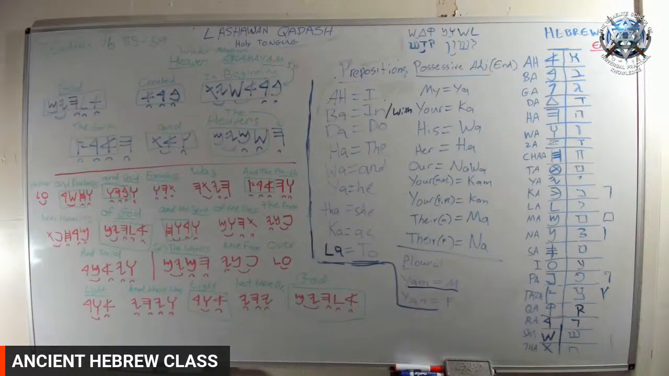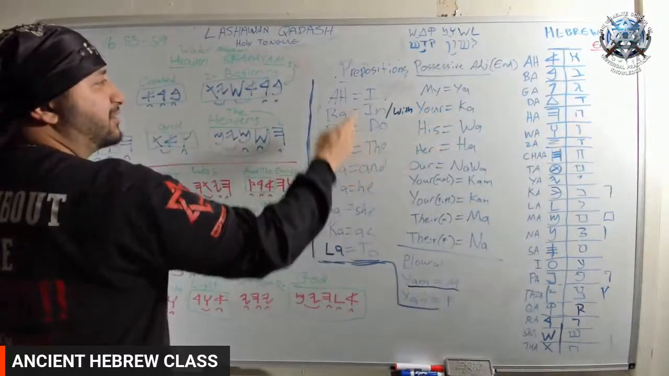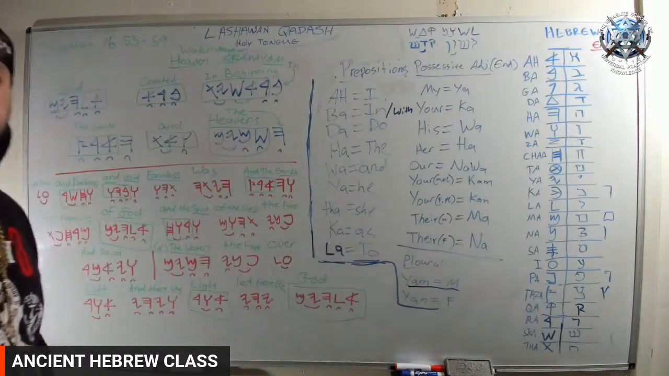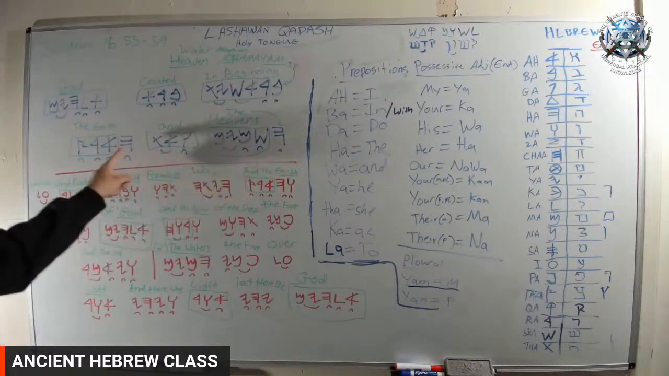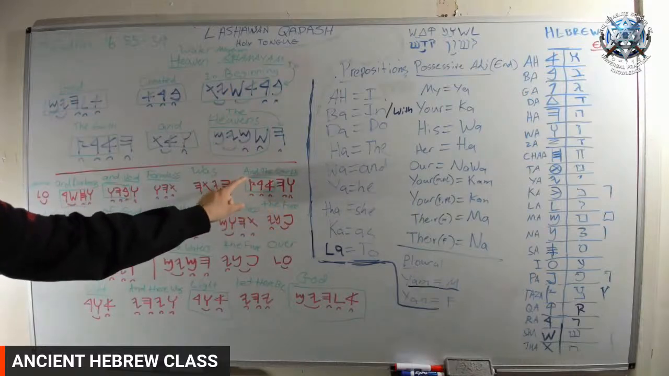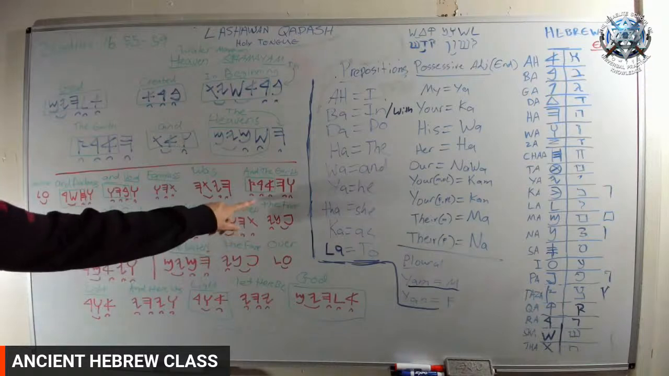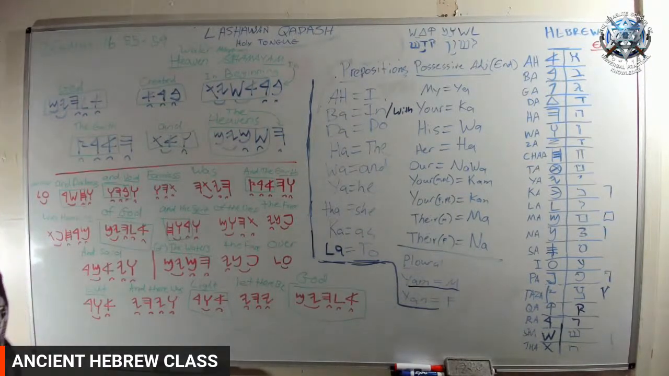But the main thing that we want to keep an eye on is both your prepositions and possessive adjectives. These rules apply all throughout the Bible, all throughout the Old Testament. Ba, ha. You see ha right here. You see wa right here, which means and. Those are examples of how modifiers are used with root words to create sentence structure by tacking them onto the words.